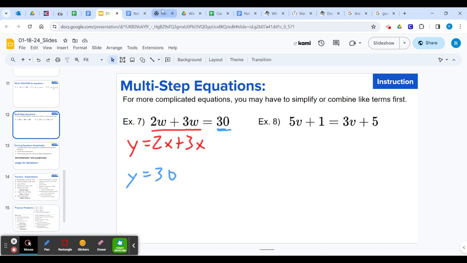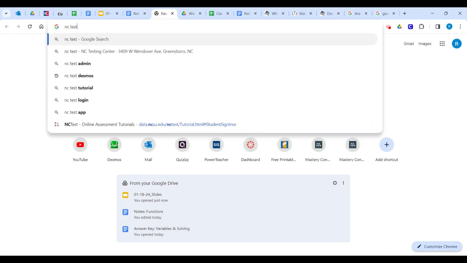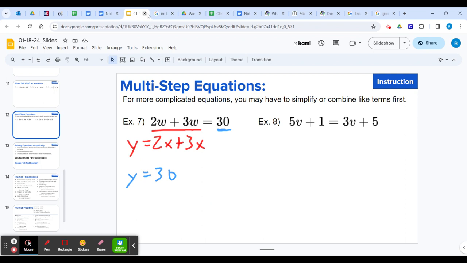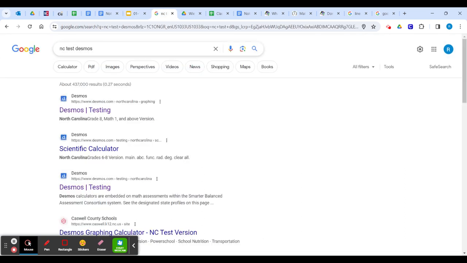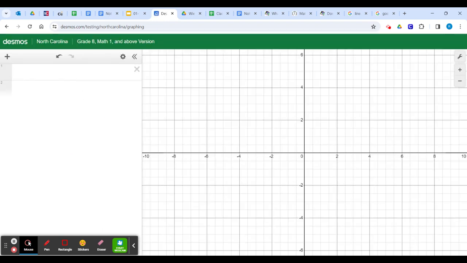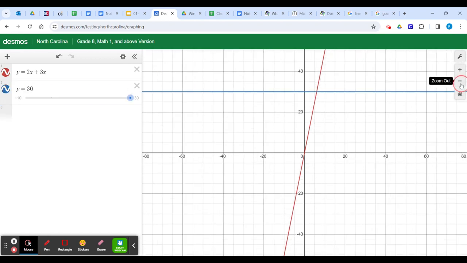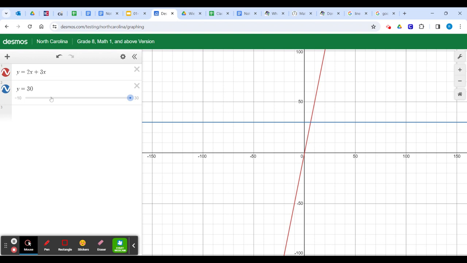And so we go to Desmos, and we want to use the NC test version of Desmos to make sure we are limited to the right answers. And we're going to plug in those two equations, so my top line, y equals 2x plus 3x, and my bottom line, y equals 30. And notice if I zoom out and find both of my graphs here, I didn't have to do any math.